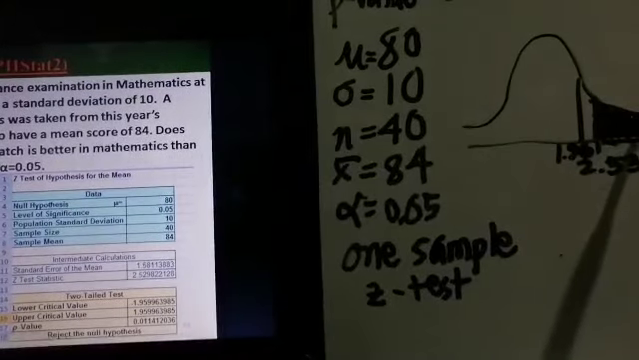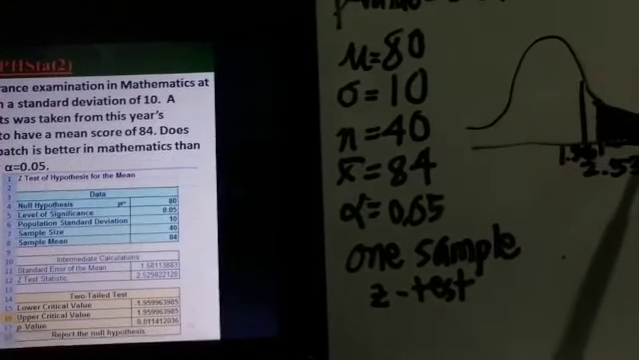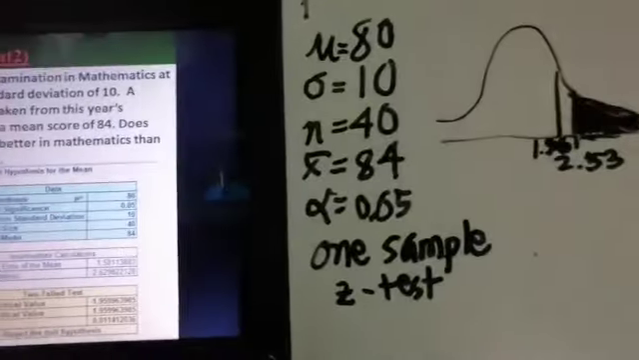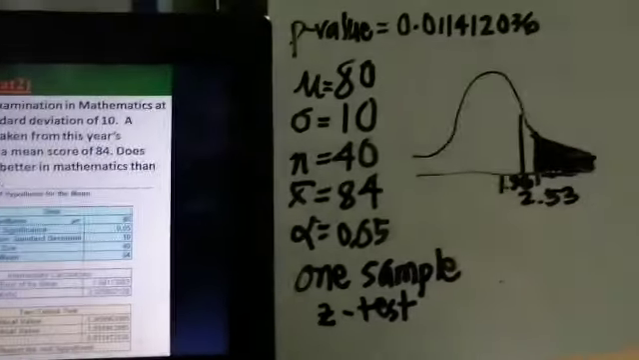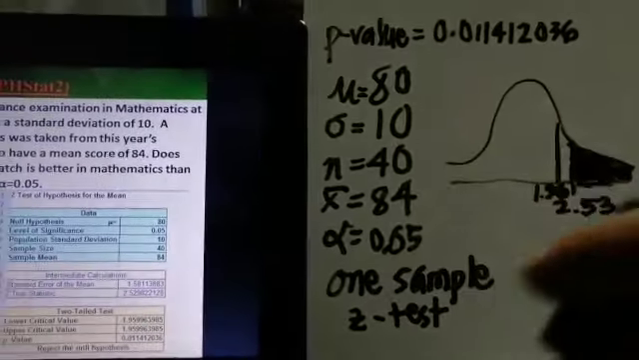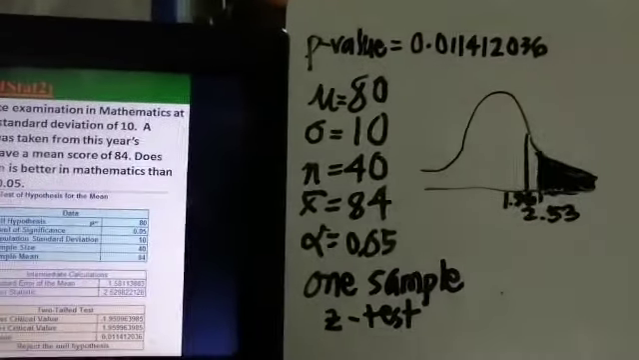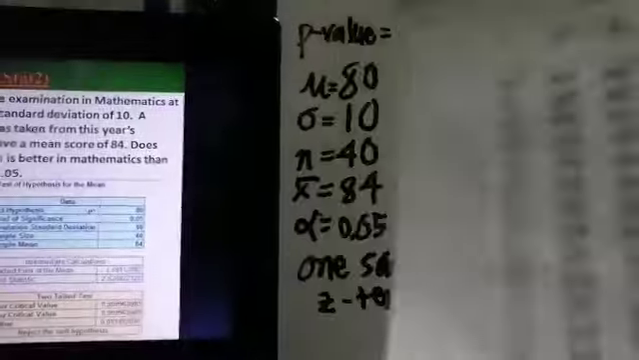Now, from 2.53, I would like you to recall how the area to the right of 2.53 is obtained. Do you remember our lesson on areas under the normal curve? From 2.53, to the right of 2.53, we have to find the area. Area to the right. Do you recall this table? So we have the area from 0 to 2.53.